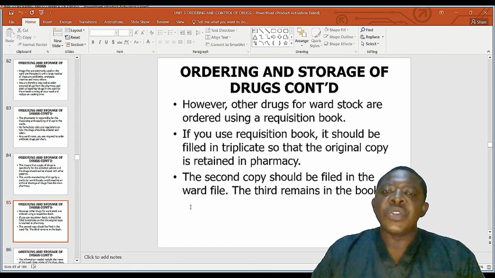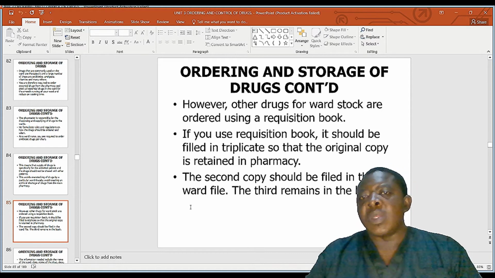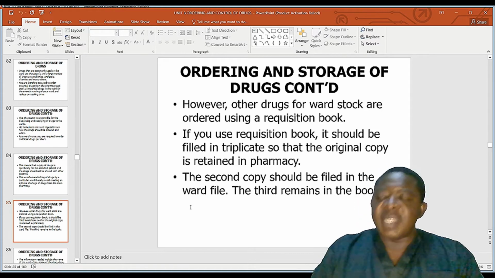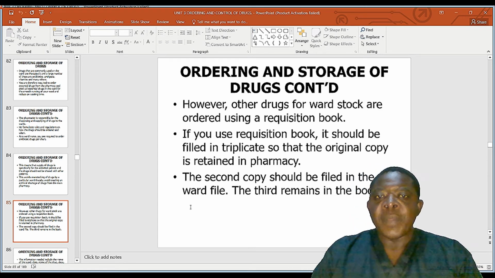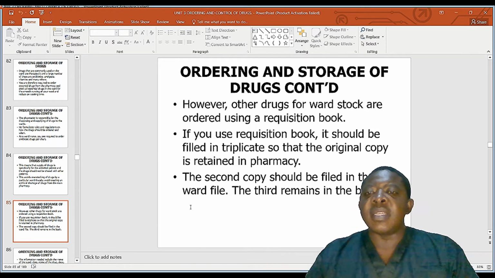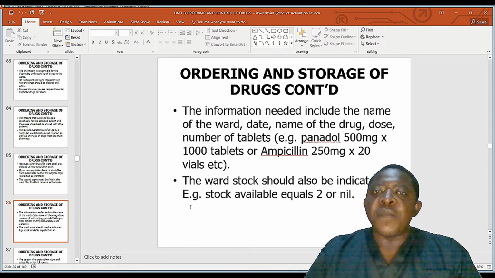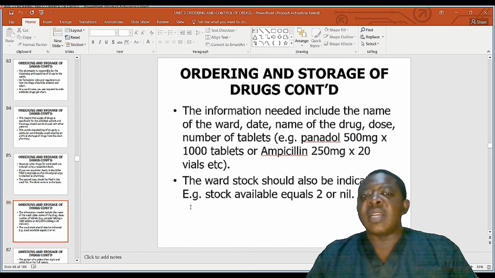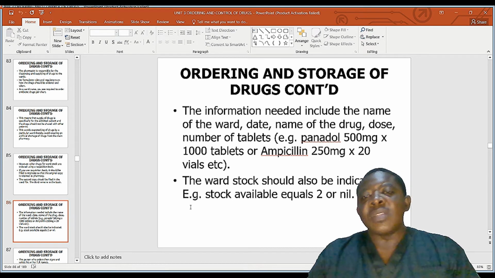If you use a requisition book, it should be filled in triplicate so that the original copy is retained by the pharmacy for accountability's sake. The second copy should be filled in the ward file, and the third remains in the book. The information needed includes the name of the ward, date, name of the drug, dosage, and number of tablets that were ordered. The ward stock should also be indicated, whether the stock available is equal to or new, and the like.